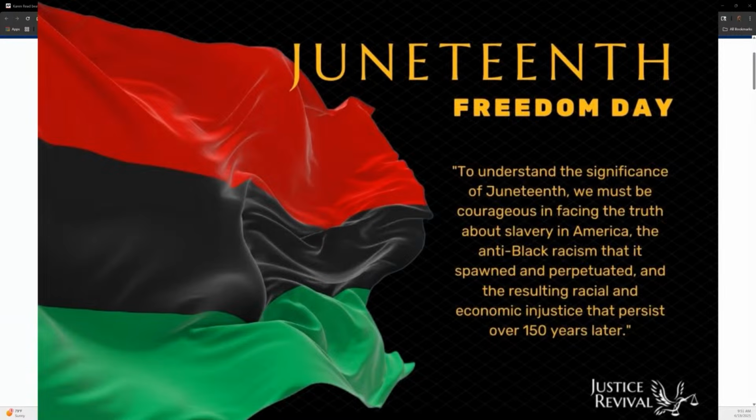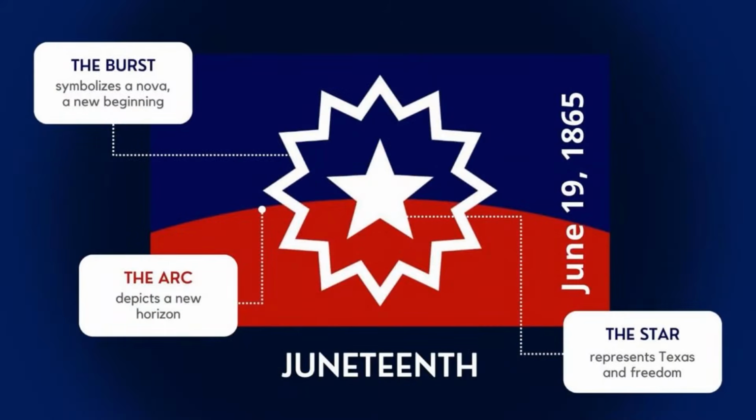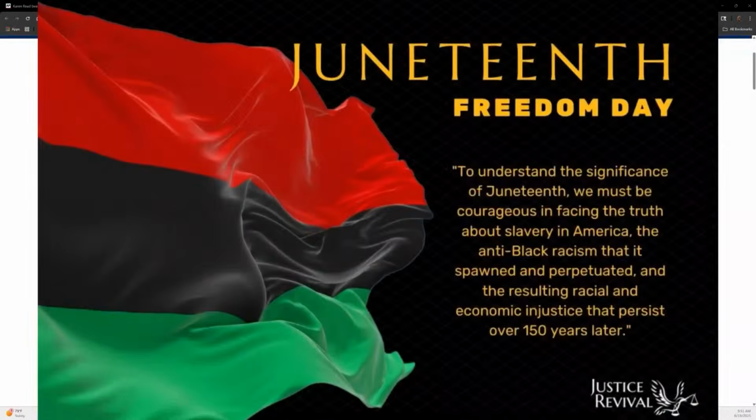This red, black, and green flag. Different people within the Black empowerment movement have their own take, but I just want to give you a compare and contrast because we're talking about two flags. We're talking about this flag that you see as well as this flag. Very quickly, these two flags, one history, but which one tells the truth?